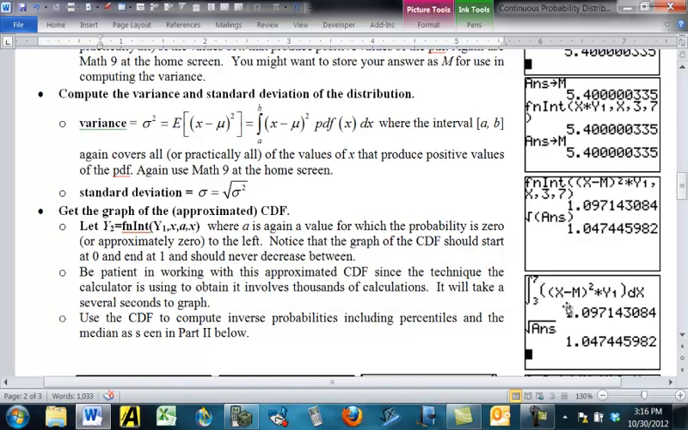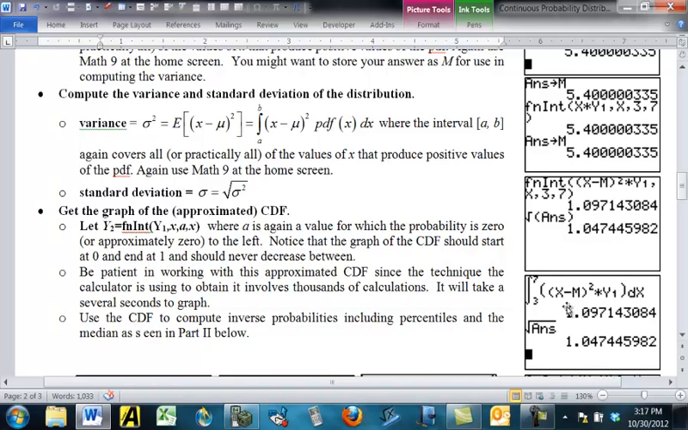Now, notice that we can find probabilities directly from the PDF. We can find the mean, the variance, and the standard deviation using that, without knowing the CDF. But if we want to do inverse probabilities, we need to get our hands on the CDF. Inverse probabilities would include the median. To find the median, or percentiles, inverse probabilities like that, we need to find the CDF. And luckily there is a way to approximate the CDF with the calculator.